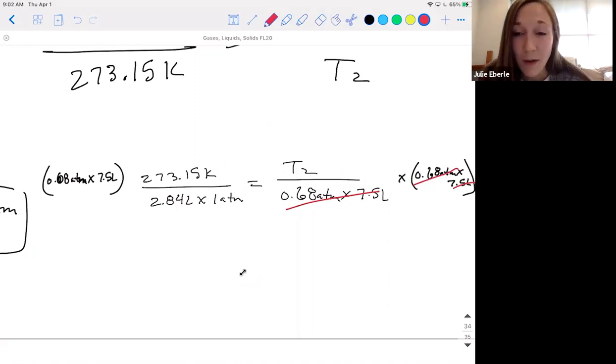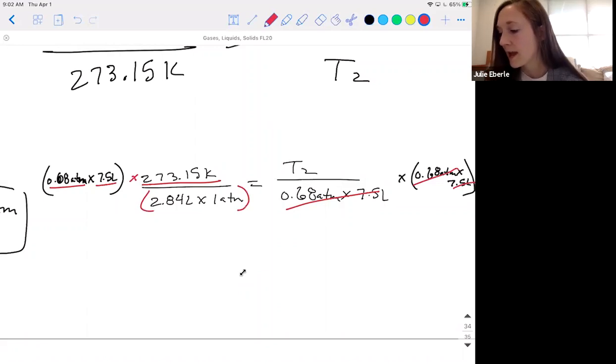So combined gas law problems, they're not all that easy either because you just have so many different pieces and so many different units. But this is how you solve this one. So we're going to do 0.68 times the 7.5 liters times the 273.15 Kelvin. This is all multiplied up here. And then you're going to divide it by, I would love to put these bottom parts in parentheses, 2.84 times 1. And that will give you T2.